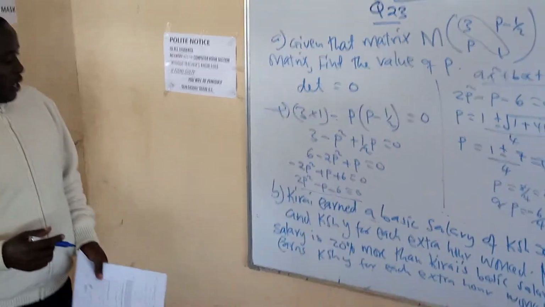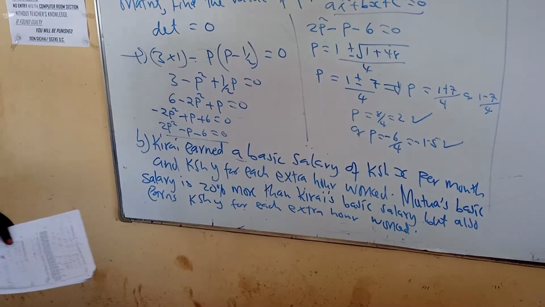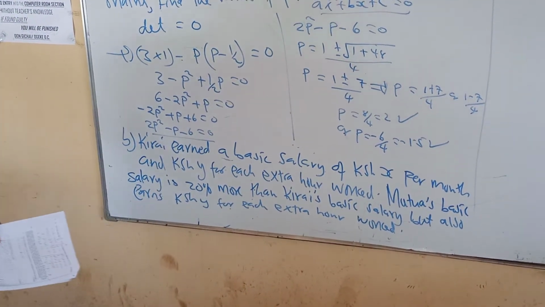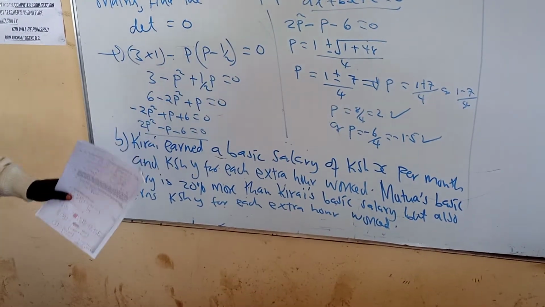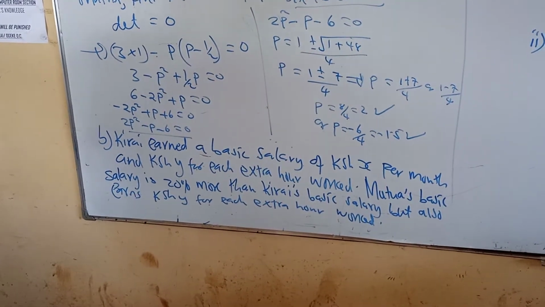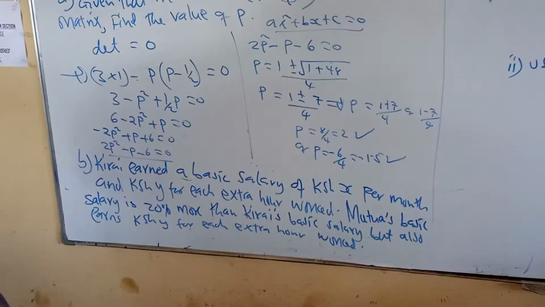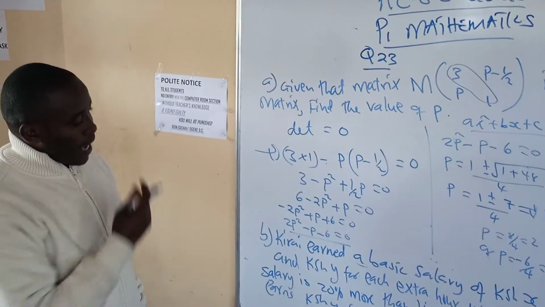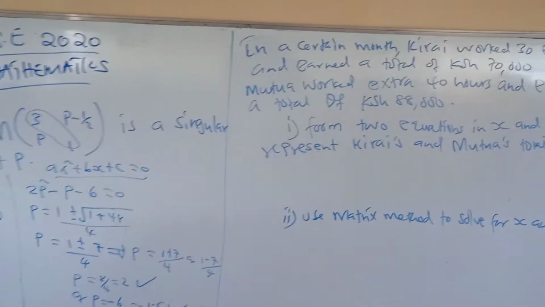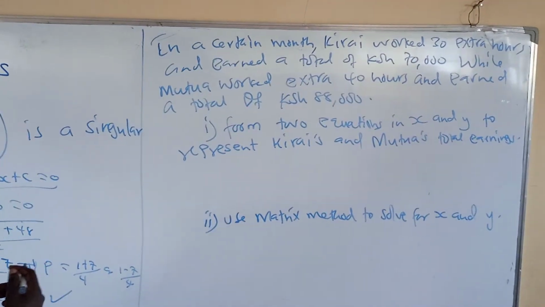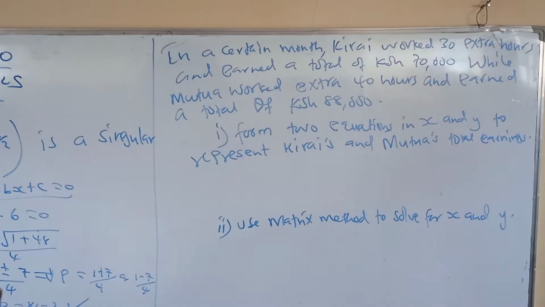But part B of the question is talking about a person called Kirai. He had a basic salary of X Kenyan shillings per month and Y Kenyan shillings for each extra hour worked. Mutua's basic salary is 20% more than Kirai's basic salary, but he also earns Y Kenyan shillings for each extra hour worked. So for each extra hour worked, each of them earned the same amount of Y. We are told that in a certain month, Kirai worked for 30 extra hours and earned a total of 70,000 Kenyan shillings.